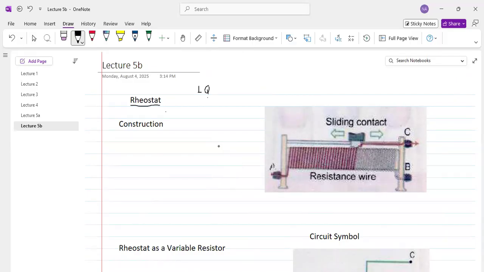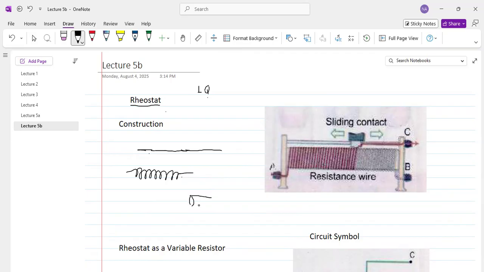What is rheostat? Rheostat is a wire wound resistor. It is called wire wound resistor. What does this mean, wire wound resistor? This means that we take a wire of some material and this wire is wound on a cylinder, the wire has uniform cross section. What does this mean?